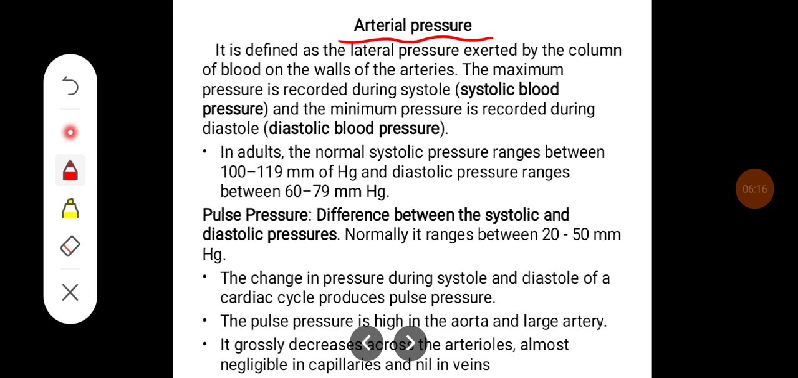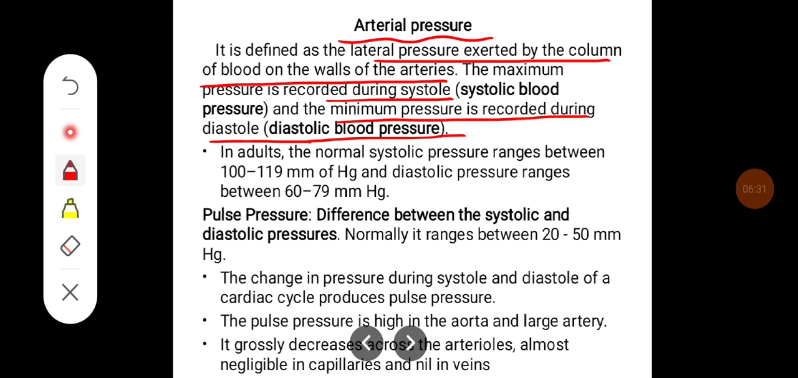Arterial pressure is defined as the lateral pressure exerted by the column of blood on the walls of arteries. The maximum pressure recorded during systole is called systolic blood pressure, and the minimum pressure recorded during diastole is called diastolic blood pressure.